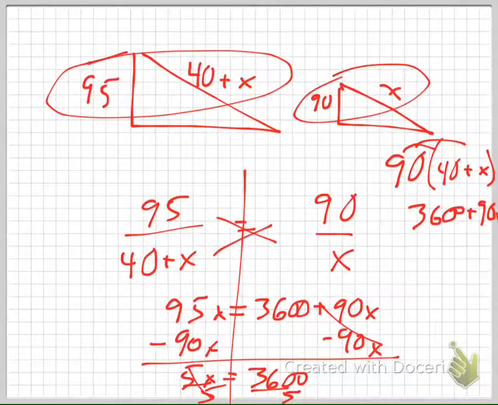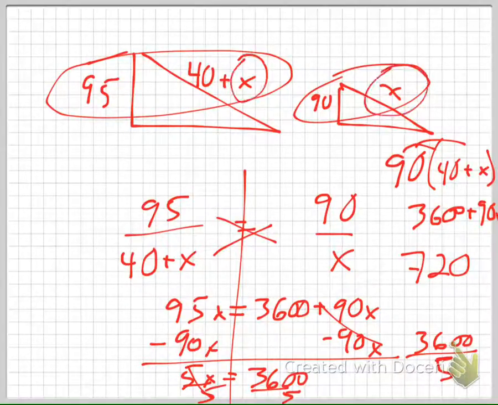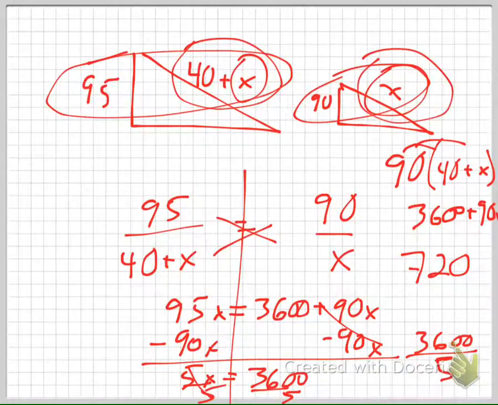What is 3,600 divided by 5? It's 720. So x is 720, and if this was feet or miles or whatever, that's 720. That means the length of this side would be 760, and the length of this side would be 720. Does that make sense? Okay. That's what you do.